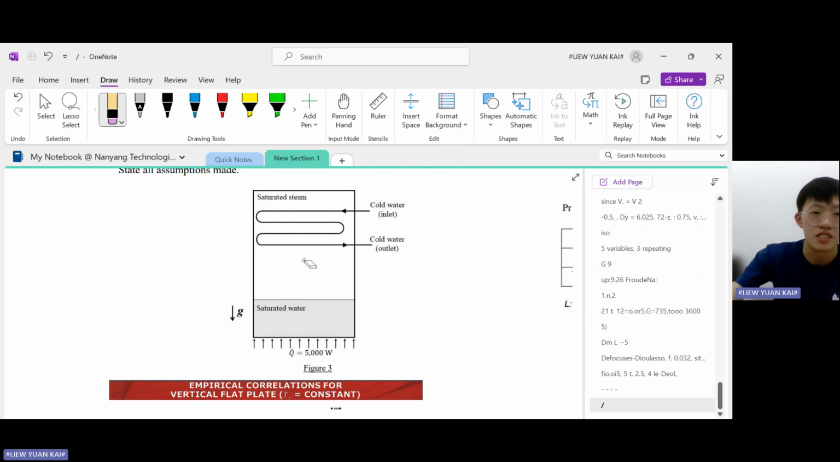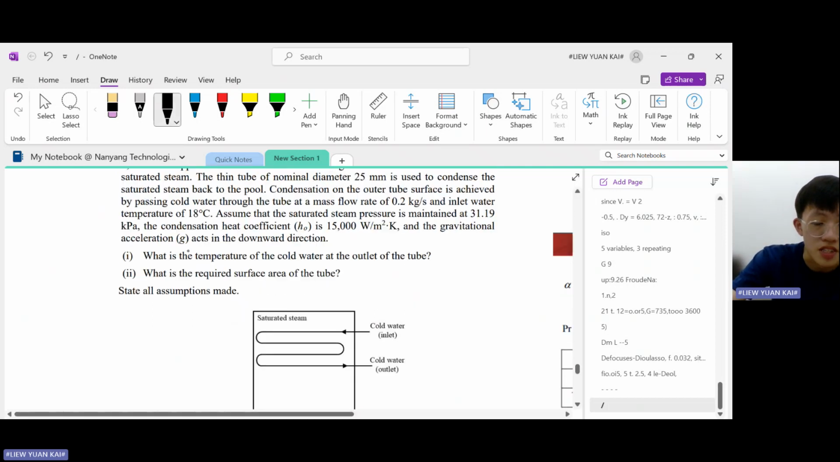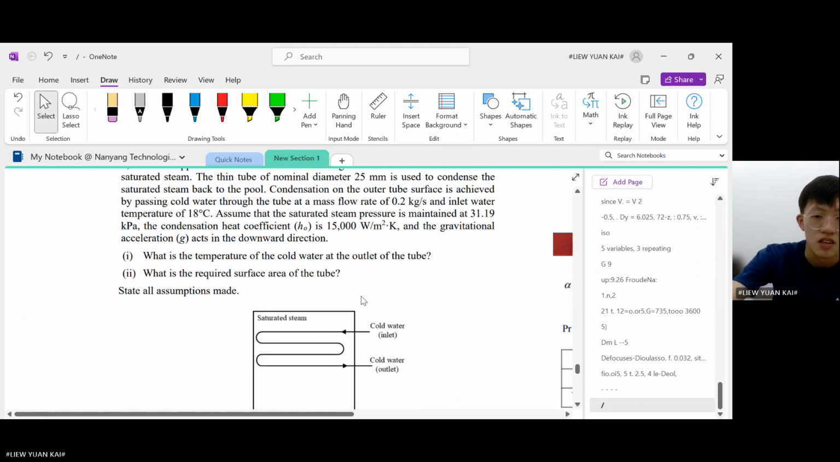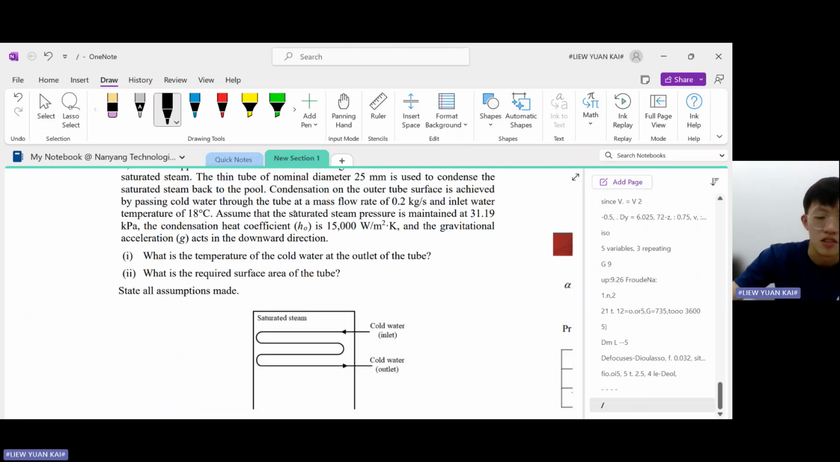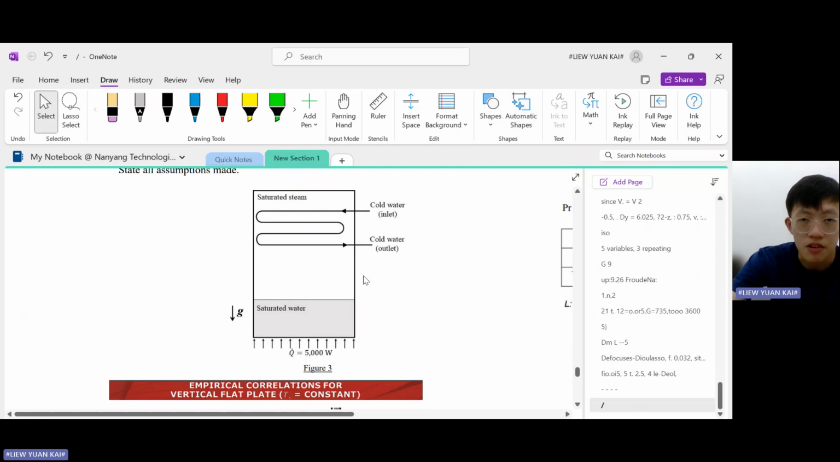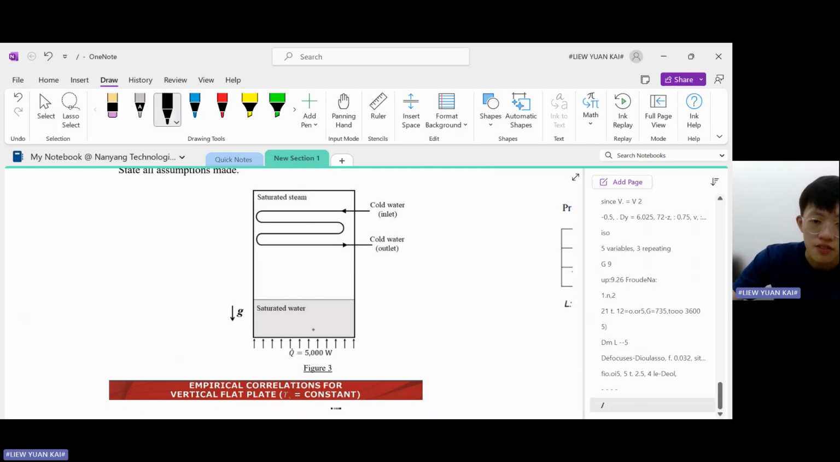Okay, so anyways, how are we supposed to do the first question? What is the temperature of the cold water at the outlet of the tube? Let us first look at the pathway that the energy takes. We're going to consider the conservation of energy. This 5,000 watts is being used to boil the saturated water into steam, right? So this saturated water will be converted into steam.